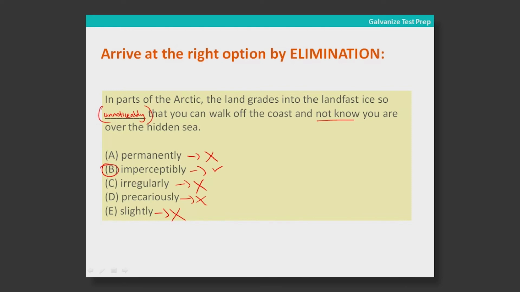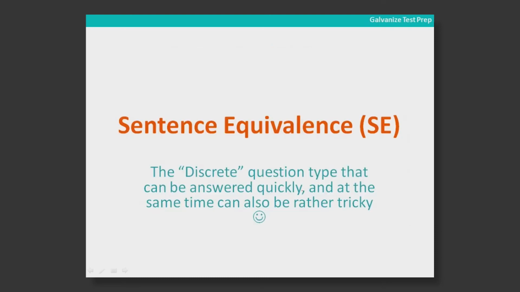And we can safely say that B is correct because we were able to eliminate all of the other options, and this one was a good fit for what we came up with. So in the final part, remember the last step is to plug it back in and read the sentence as a whole to see if it makes sense. In parts of the Arctic, the land grades into the landfast ice so imperceptibly that you can walk off the coast and not know you're over the hidden sea. Seems to make complete logical sense, so we can keep going.